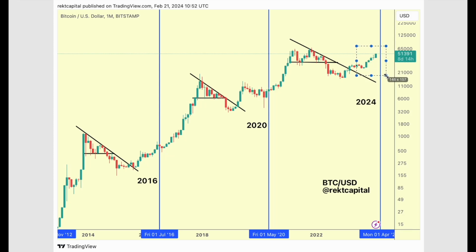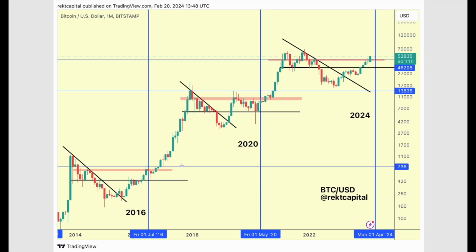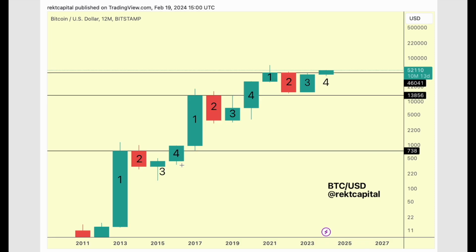In today's video, we're going to be talking about the pre-halving period through the lens of these macro triangles that we tend to see across cycles, and how that's going to inform a lot of the resistances and supports that we need to be paying attention to, combining also 4-year cycle resistances.